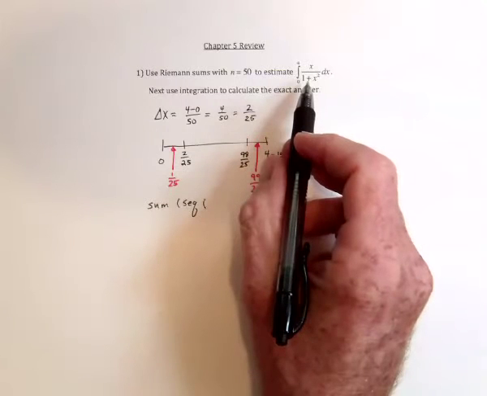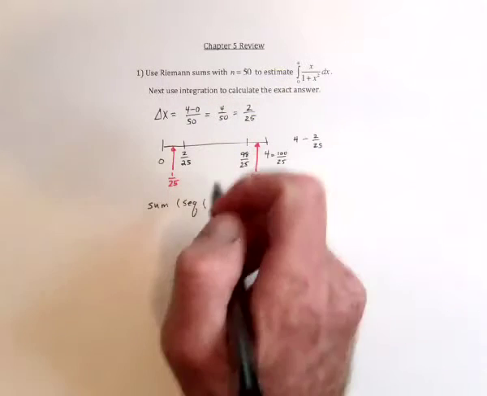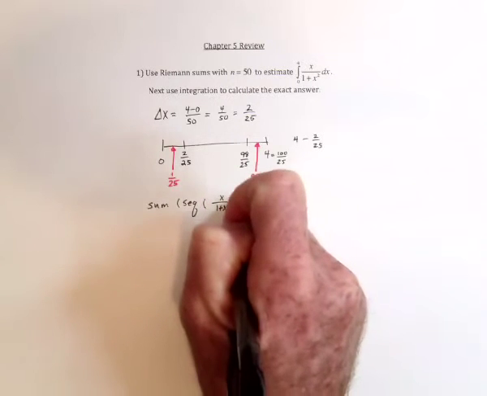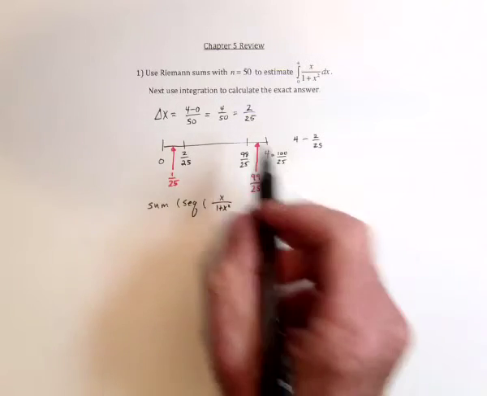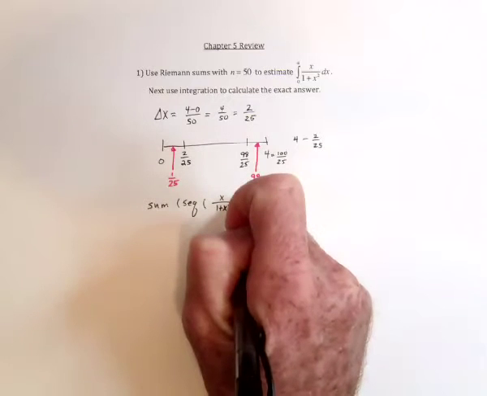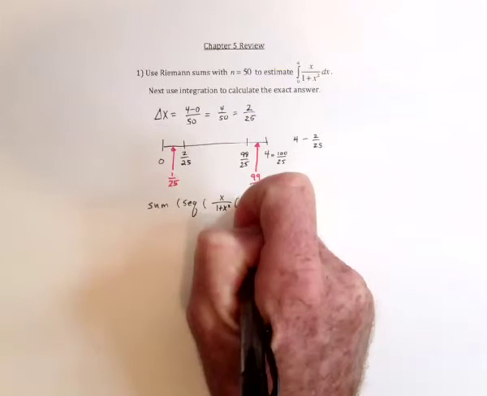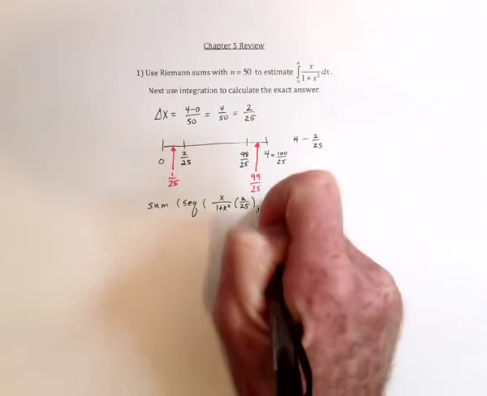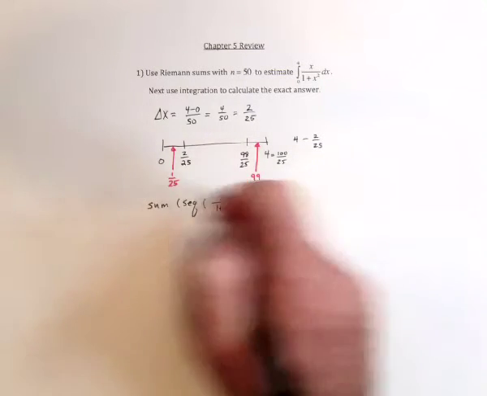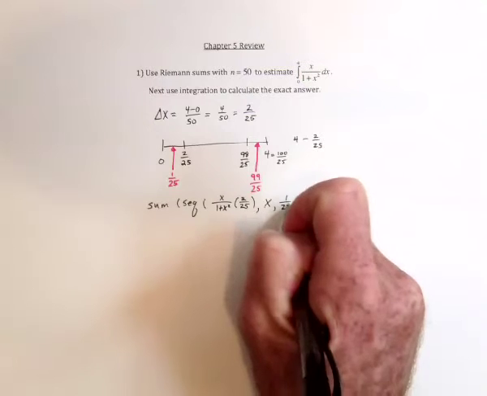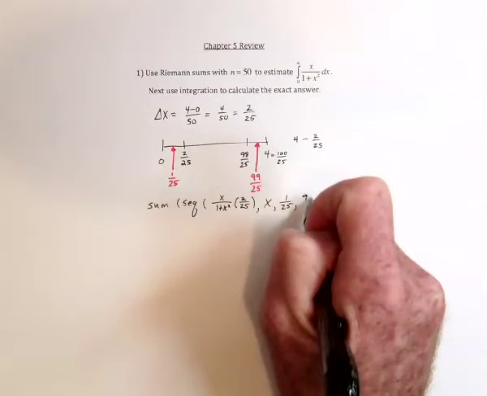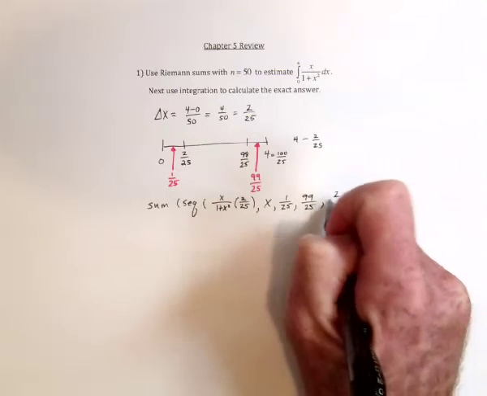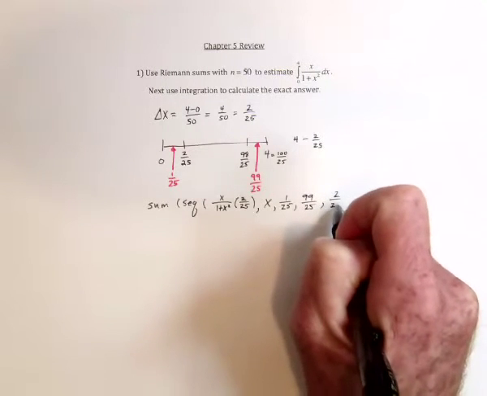So the height of each rectangle is going to be given by the function x over 1 plus x squared. Then that needs to be multiplied by the width, which is 2/25ths. So times 2/25ths. And then have x go from the beginning, 1/25th, to this one, 99/25ths. And the size of each increment is going to be the delta x.